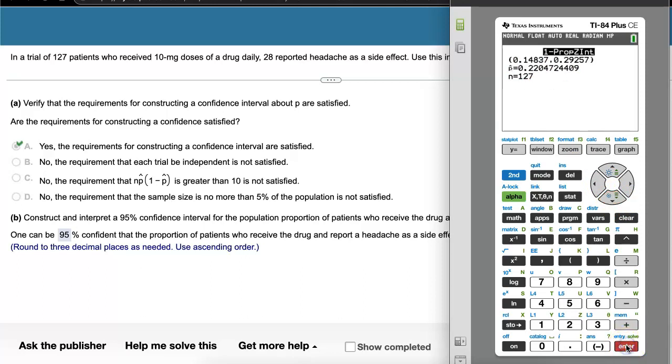So press enter on top of calculate, and we also get this lower and upper bound for the confidence interval. And actually this one's a little bit more accurate, so they must have used more decimal places than I did in my formula. And I can also see that point estimate for the population proportion. So I get all this information just from 1 proportion Z interval. This is the way that you want to go, or using StatCrunch. That's another option as well.